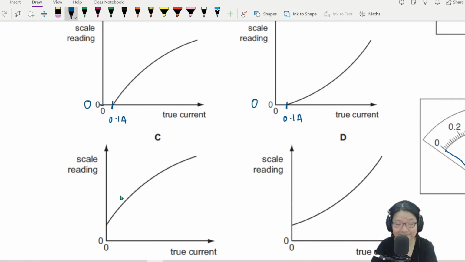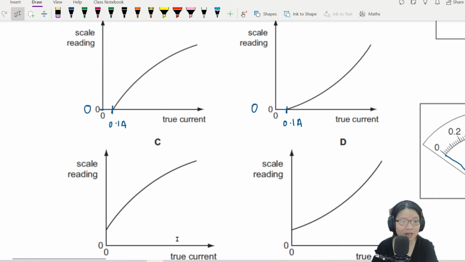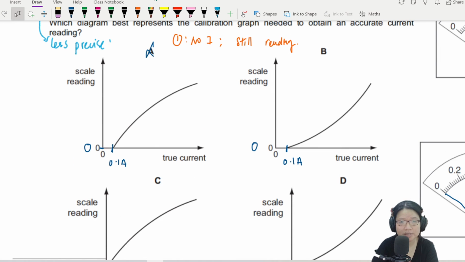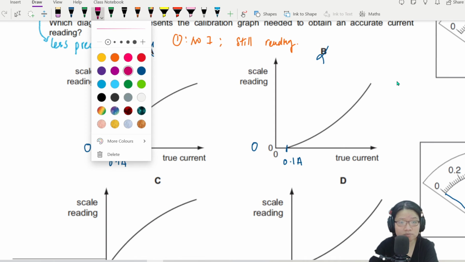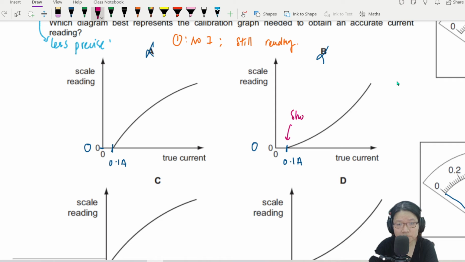It should have reading. Okay, so this is out, this is out, because when there's 0.1 ampere current, this reading should not be 0. On the y-axis, here as well.